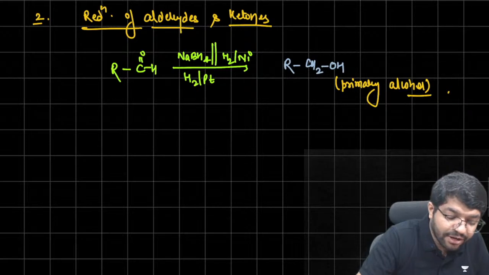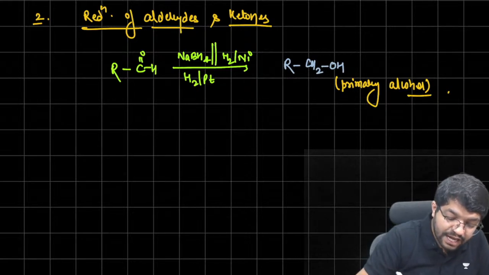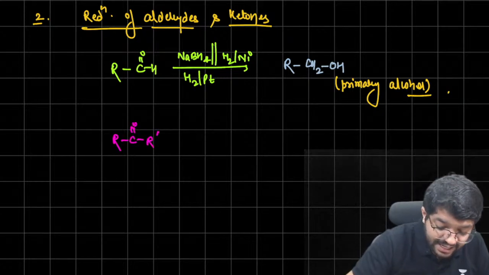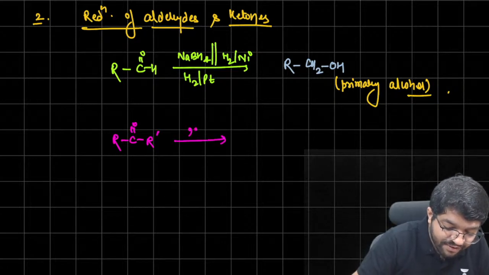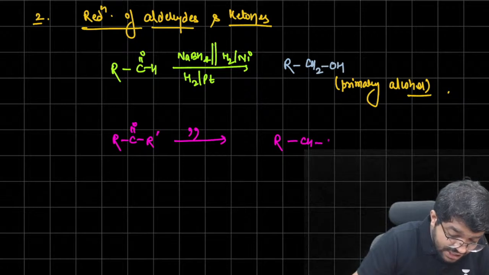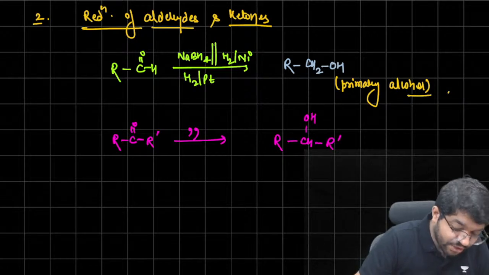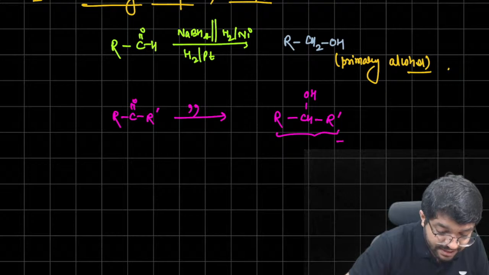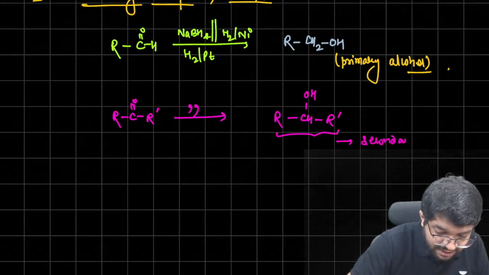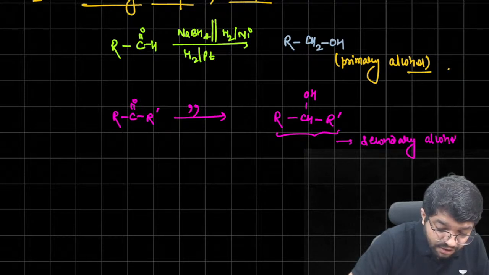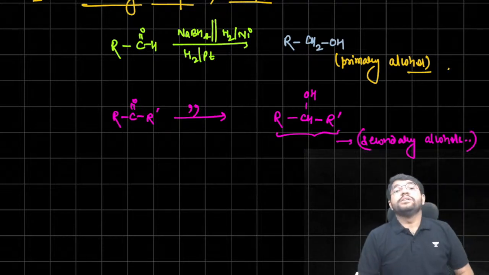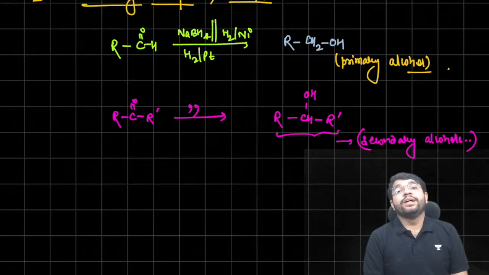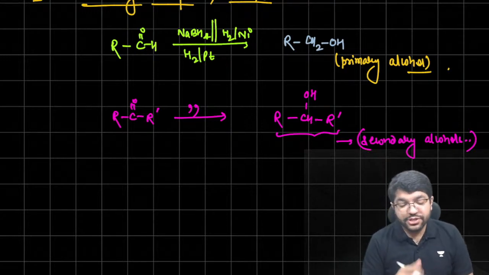However, if I talk about RCOR', which is a ketone per se, and I use those same reagents that I have used above, what I get is RCHR' with an OH group. Ketones result in the formation of secondary alcohols.